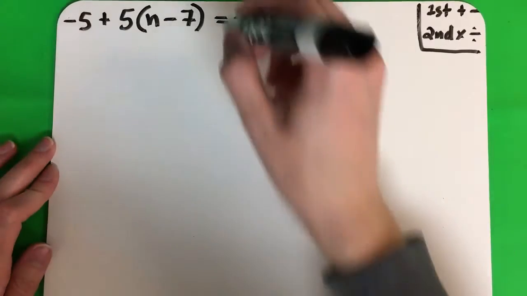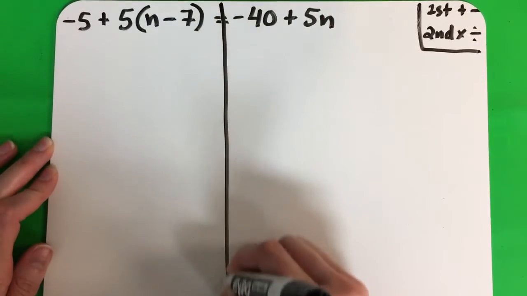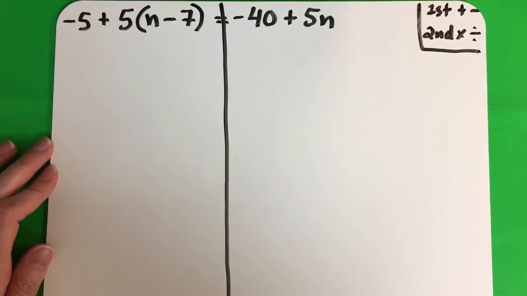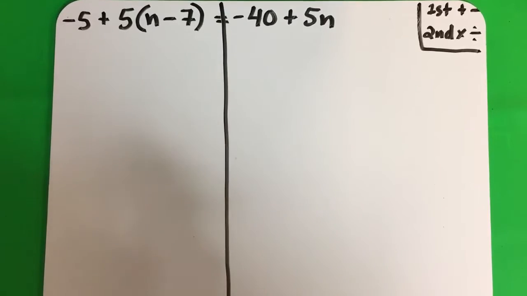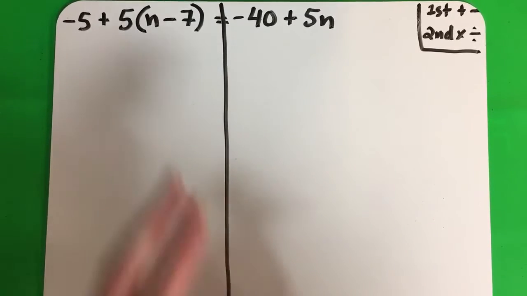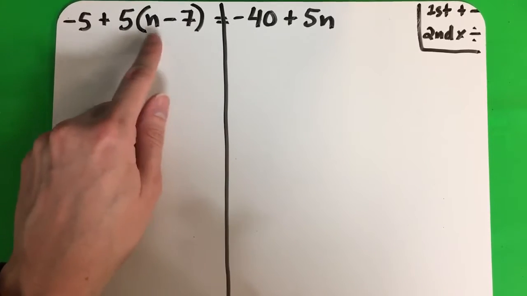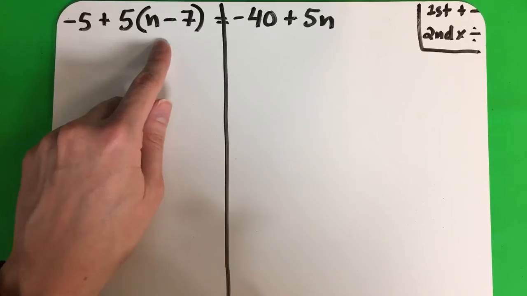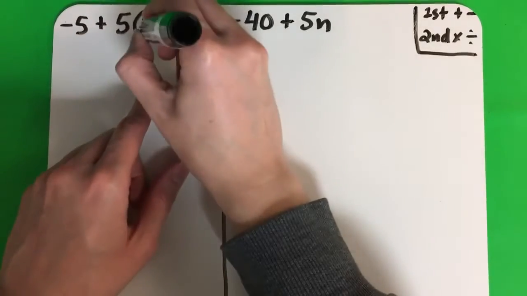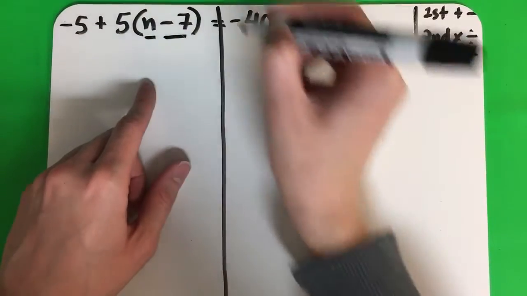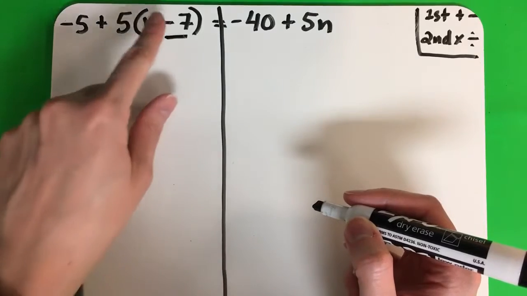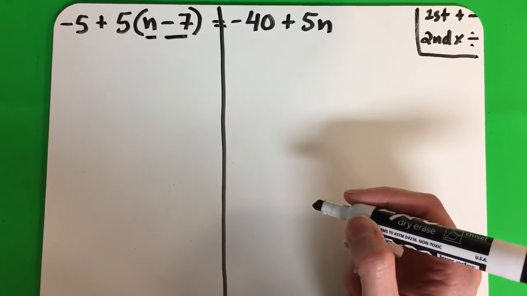Okay, first you're going to go ahead and draw a line on the equal sign. All right, first is going to be your parentheses. Parentheses is always first. So let's look at the parentheses. How many parts are inside? ¿Cuántos partes? 2. N and -7. That negative is with 7. Este negativo es con el 7.